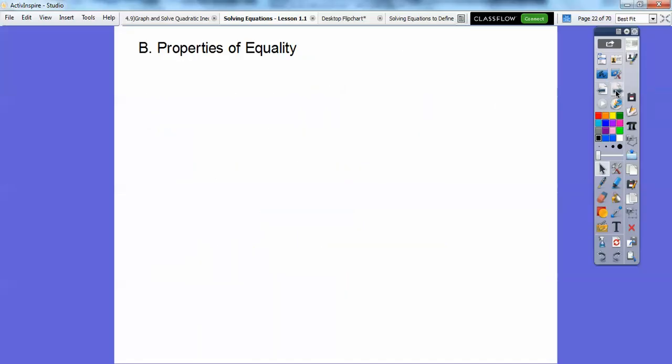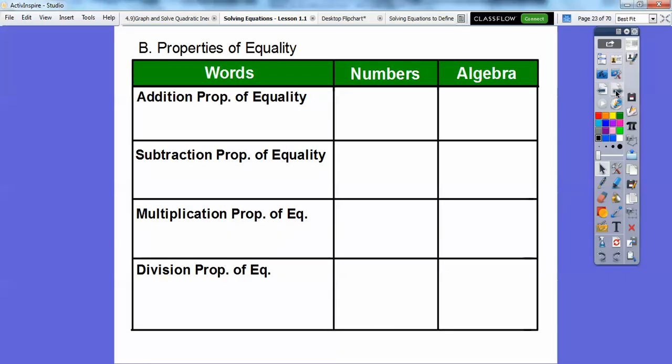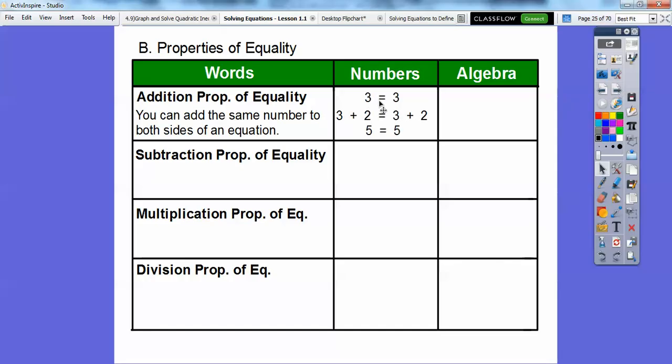All right, so properties of equality. These are the properties, and you've probably seen these before, but we're going to be using these properties a lot in this lesson. So we have this chart right here, and we have the addition property, the subtraction property, the multiplication property, and the division property. And you've done these before, you guys. The addition property just says we can add the same number to both sides. So for example, here's an equation. An equation has an equal sign, so 3 equals 3.